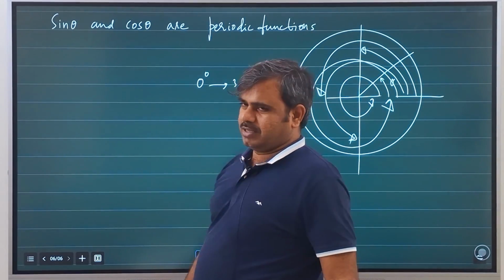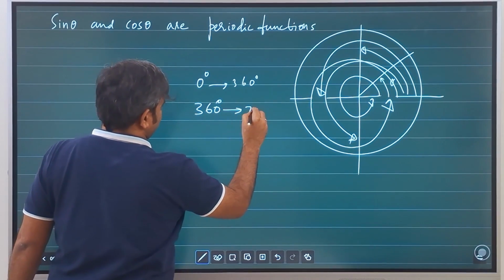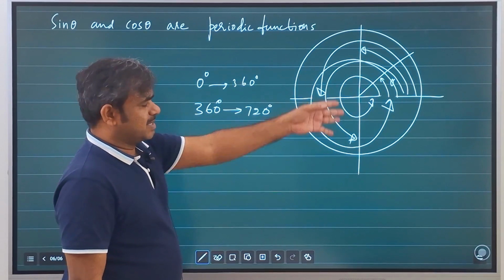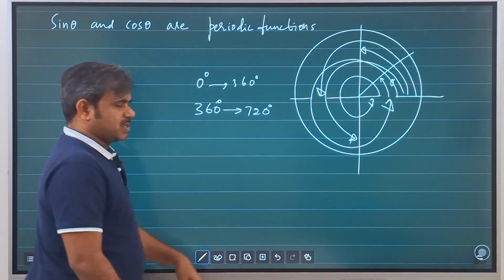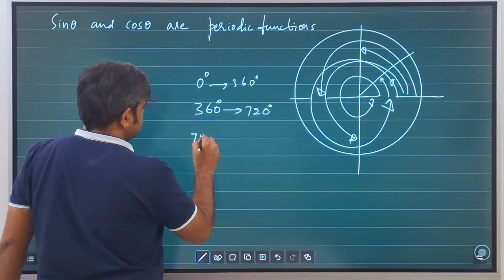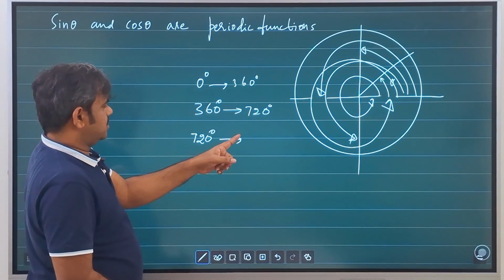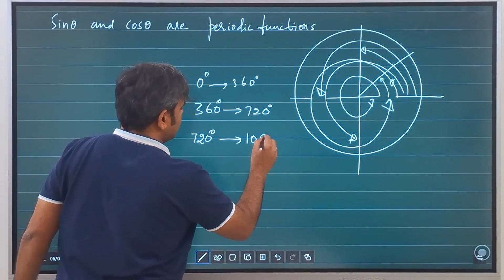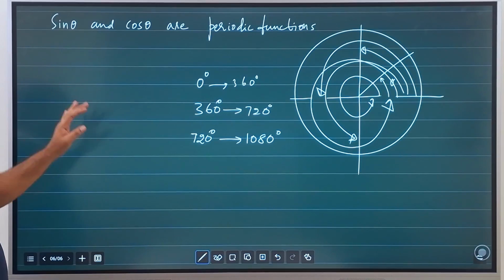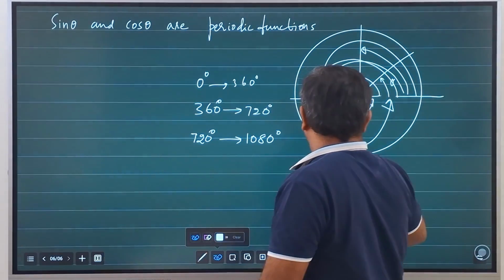That is the first cycle. The second cycle, 360 degrees to 720 degrees. 360 degrees plus 360 degrees, 2 cycles complete. Third cycle, 720 degrees to 720 plus 360, which is 1080. So like this, after every one cycle, you know what happens in the first cycle?